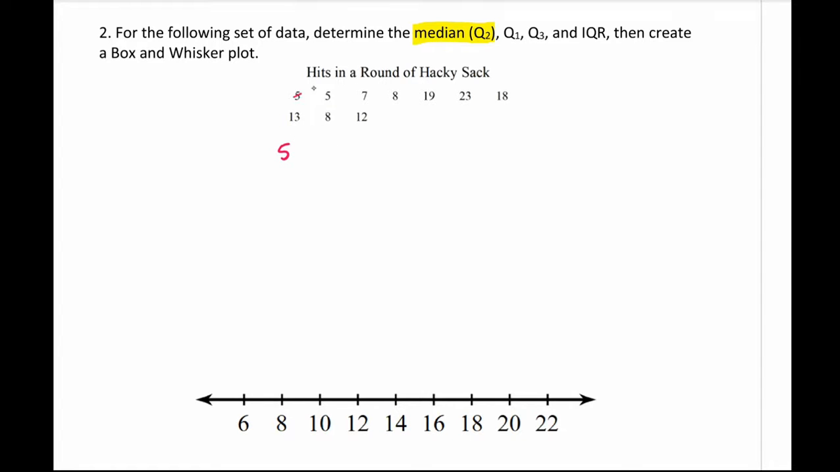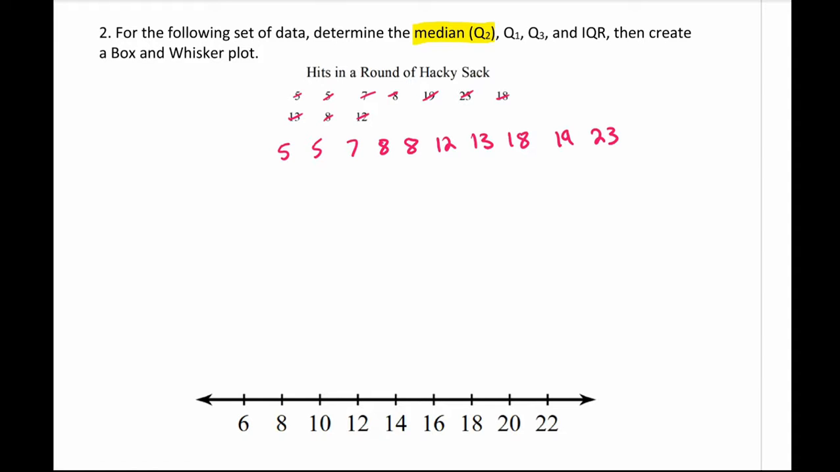So 5, 5, 7, 8, 8, 12, 13, 18, 19 and then 23, 23. So I've put them all in order.